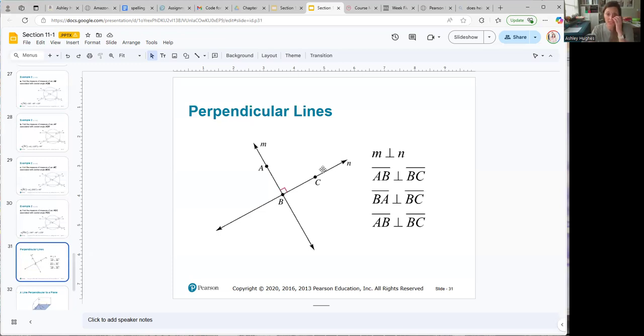Perpendicular lines. This is the symbol for perpendicular. It looks like an upside down T, and that means they intersect at 90 degrees. Perpendicular, 90 degrees. So AB is perpendicular to BC. BA is perpendicular to BC. These are all the different ways we could say this. And our line M is perpendicular to line N.